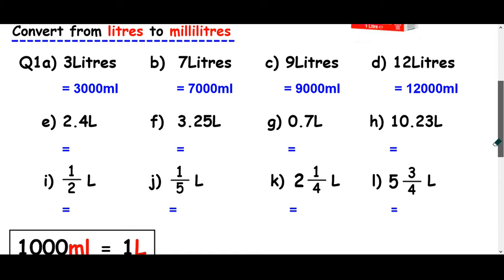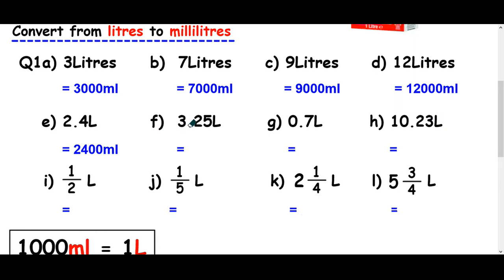So we've got 2.4 litres. You can think of this as 2,000 for the 2, and then 400. That's okay to do that. So it'll be 2,400. Or you can jump the decimal point. So we jump it once, you get 24. Jump it again, 240. Jump it again, 2,400. Okay, on to the next one.